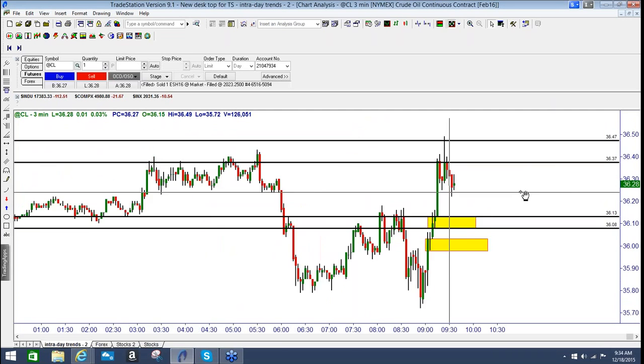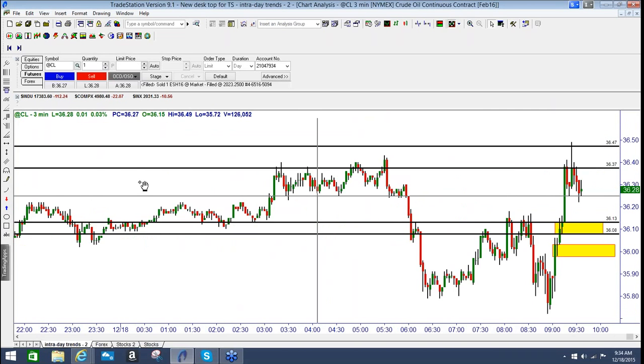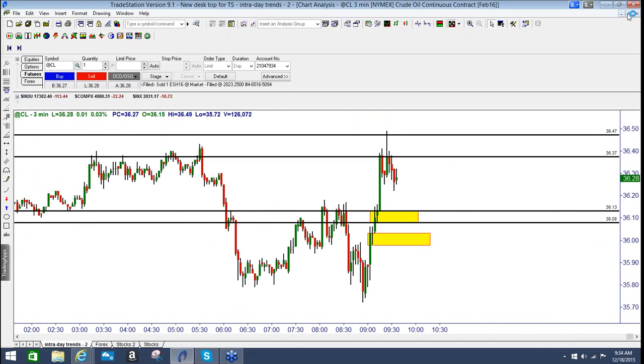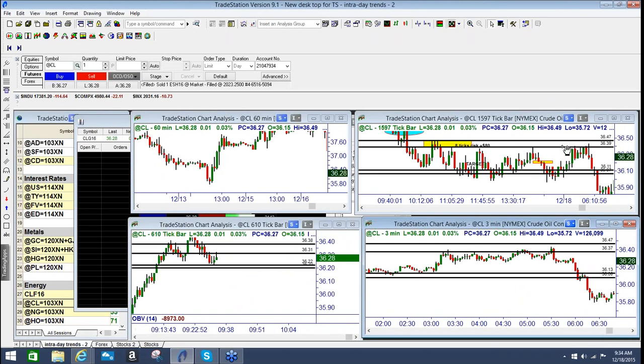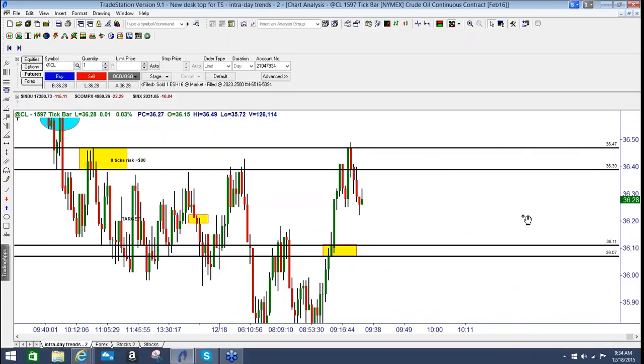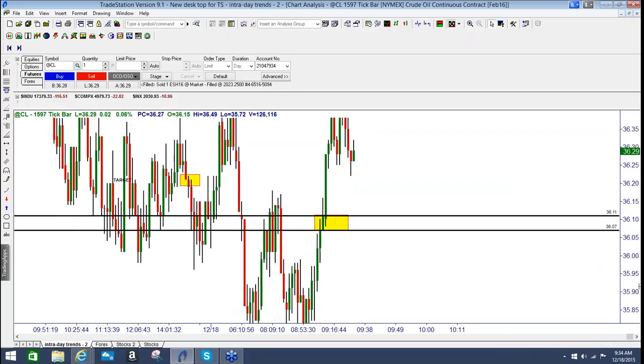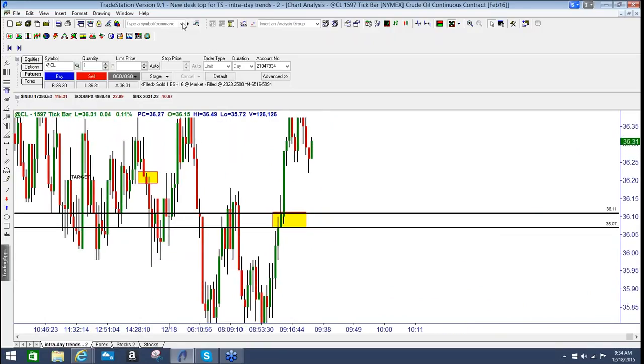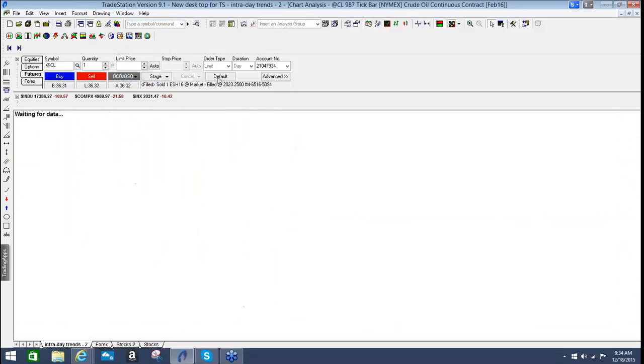Definitely weak on the daily, 240. Let's see what happens here. I have a 3-minute here with some nice levels on it, but we got about a 4-tick zone on here. Let's go down. Let's work our way down.